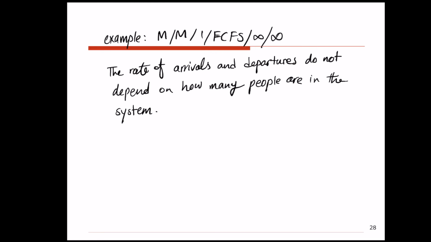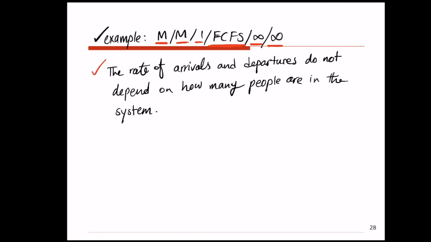Okay, in this example we are going to look at an M/M/1 first come first serve infinity system, a queuing system. So what does this notation show? This means that we are looking at a queuing system in which the inter-arrival times of the customers come from an exponential distribution. The service times come from an exponential distribution. There is one server in the system. The queuing rule is first come first serve. The system has the capacity to hold an infinite number of people, and the population is infinite, so we can have as many people come to the system as possible.